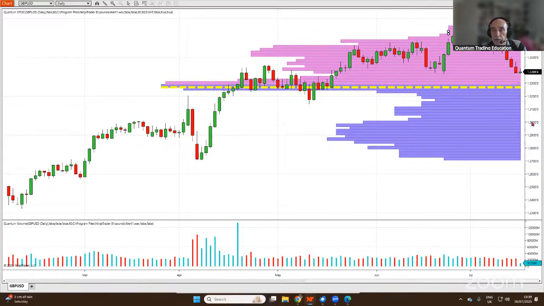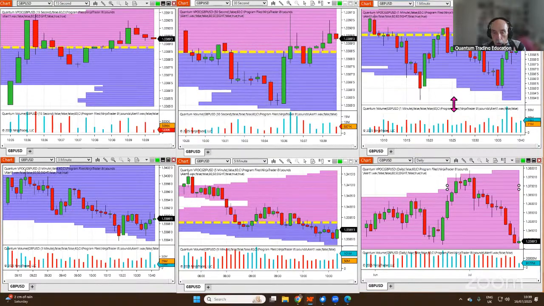So again, it's a question of this whole business of congestion. We've looked at those two indicators. We have the volume point of control, which gives us a very, very clear idea of when volume is going to act as support and resistance. And also, we looked at the tick speedometer.